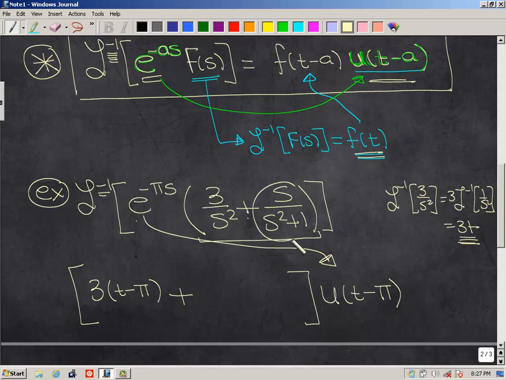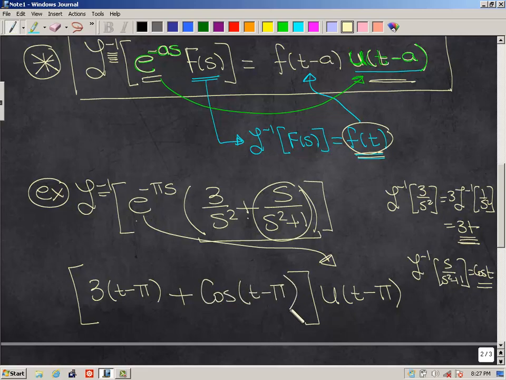Then we take the inverse of this guy. If you take the inverse of that you should recognize, it is just cosine of t. And we're going to take that, which is this guy now, and we're going to shift that too by a units. A is pi, so we'll get cosine of t minus pi. Okay, that's what that results in.